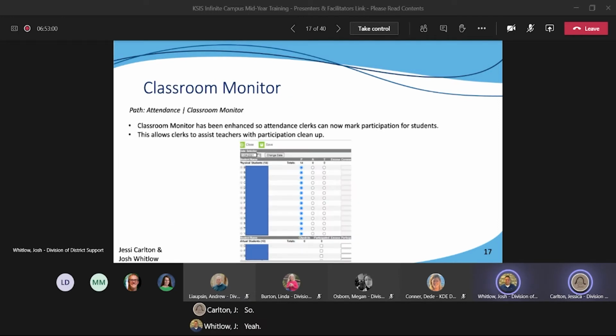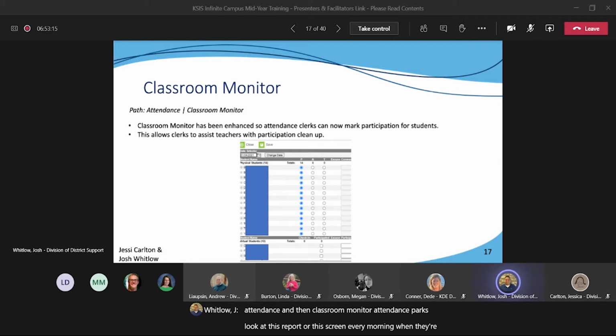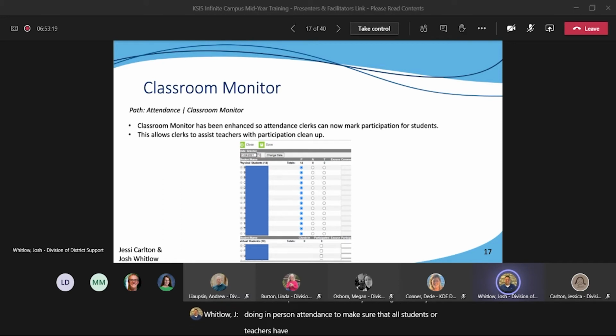And then the next, it's not really a report, but it's the classroom monitor. Again, that path is going to be under attendance and then classroom monitor. Attendance clerks look at this report or this screen every morning when they're doing in-person attendance to make sure that all students or teachers have marked attendance.